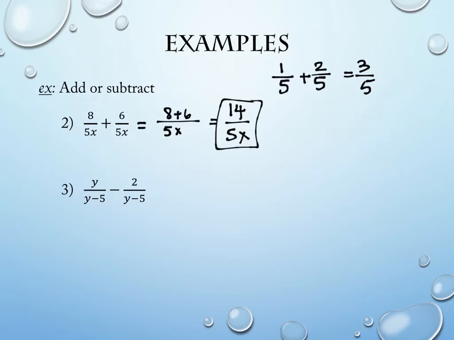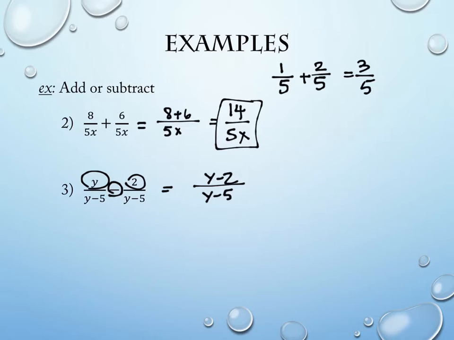The same thing happens on number 2. The denominators match, y minus 5. So we keep the denominator, y minus 5. And we add or subtract, whatever it is, this one's subtraction, across the numerators. So I have y minus 2.